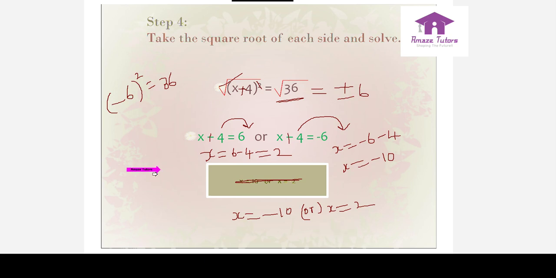So this is what the completing the square method is, children. The main step is divide the coefficient of x by 2 and square the result. Add that result to both the sides and solve for x.